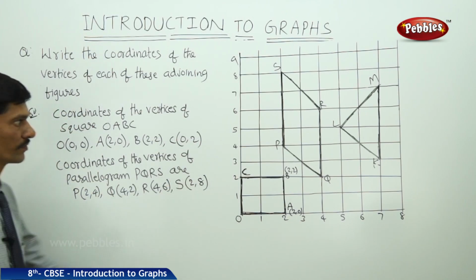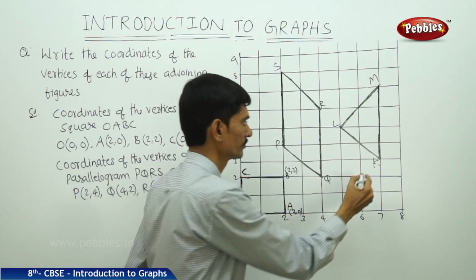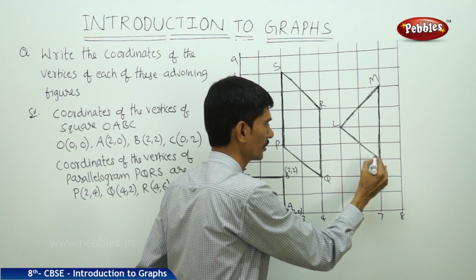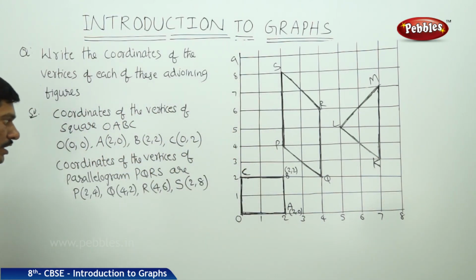Next figure. Now it is a triangle KLM. Now we have to find the vertices of the triangle KLM, means we have to find the coordinates of each vertex of the triangle KLM.